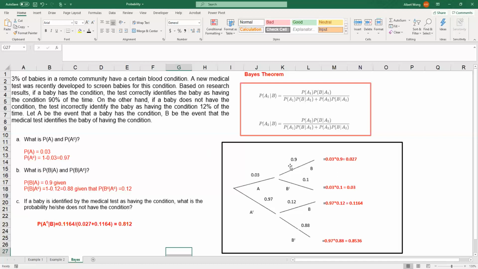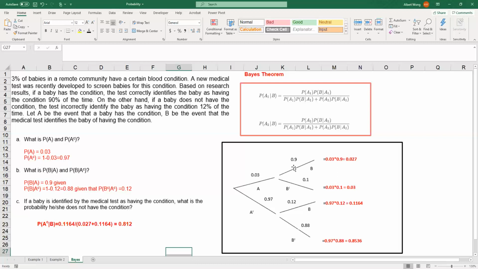Well, let B be the event that the medical test identifies the baby as having the condition. We can now draw this line and this line, right? So B means the baby is being identified as having a condition. So this branch, A and B, means that the baby has a condition and the test identifies the baby as having a condition. And the probability of that is equal to 0.9, which is obviously given.